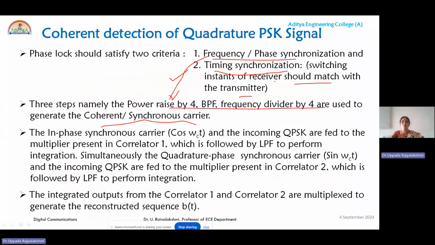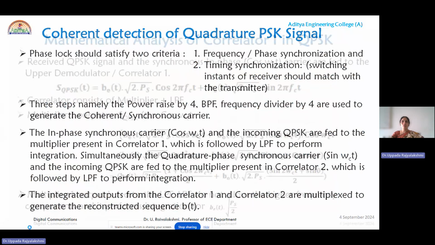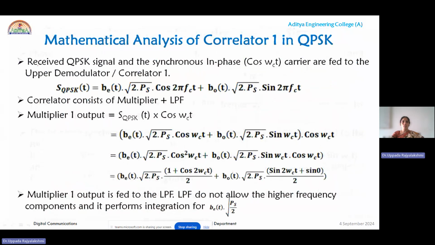And the in-phase carrier and the incoming QPSK are applied to correlator 1, followed by a low-pass filter to perform integration for even sequences. And similarly, QPSK and quadrature carrier are applied to the quadrature correlator, that is correlator 2, to perform integration. You are applying a low-pass filter. And again, at the end, you will use a multiplexer to match the two sequences. So here for QPSK, we know that this is the general form of QPSK. Now let us see the multiplier 1 output in correlator 1. So QPSK into cos omega CT.